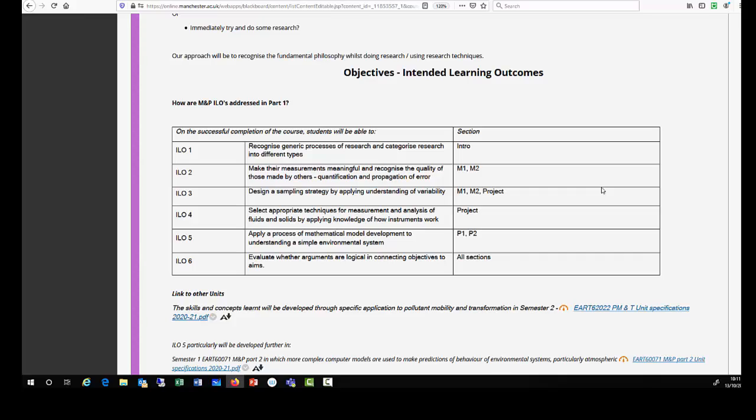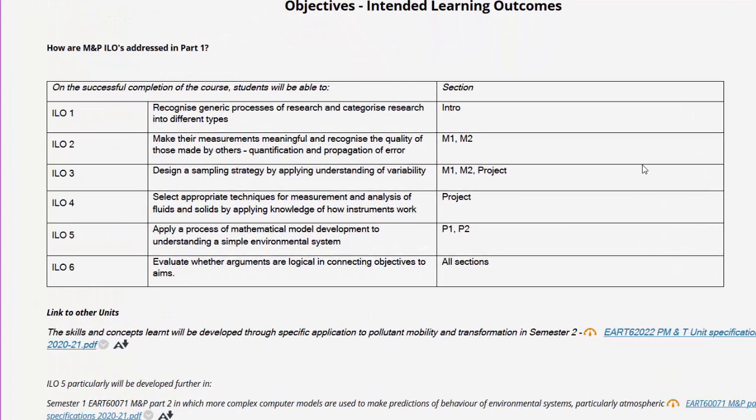So the first one is to recognise generic processes of research and to categorise research into different types. We aren't going to spend that much time on this. In the end, as an old person, I recognise that it's probably really very important, but young people like to just get on and do things, so we have to have a balance of these things. So we're not going to spend that much time on it. It's really only in the introduction.